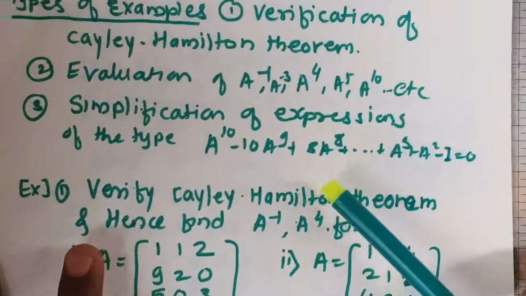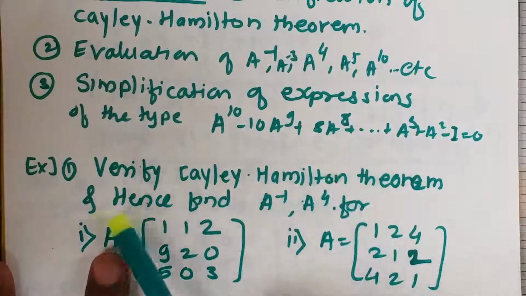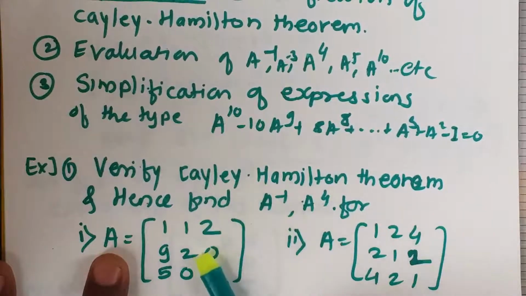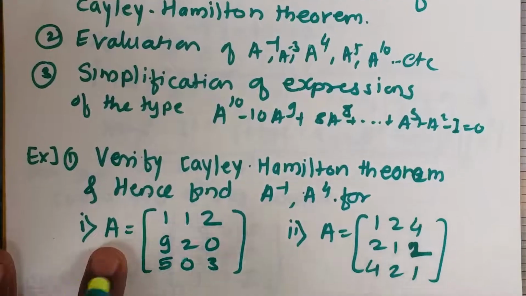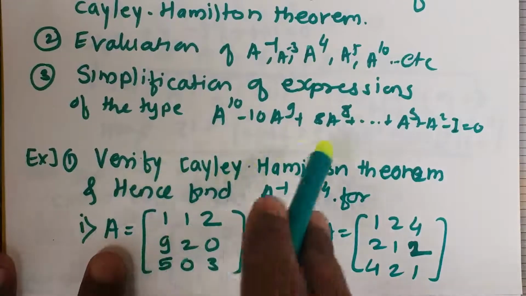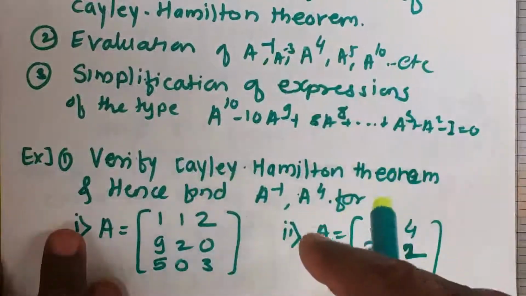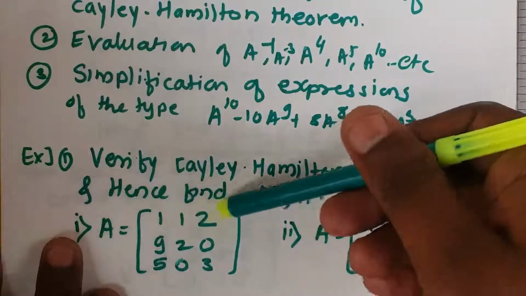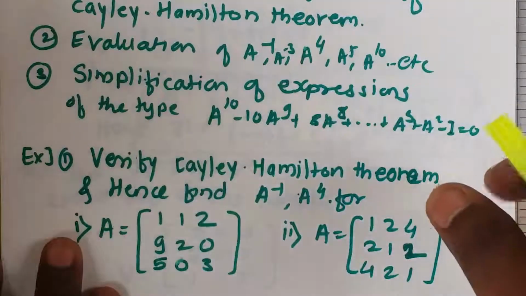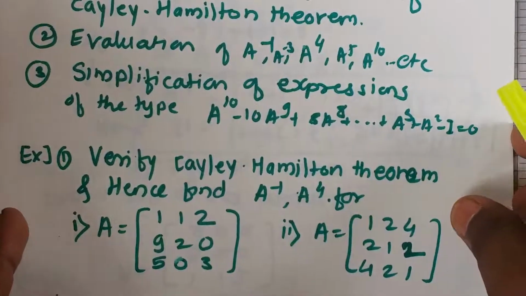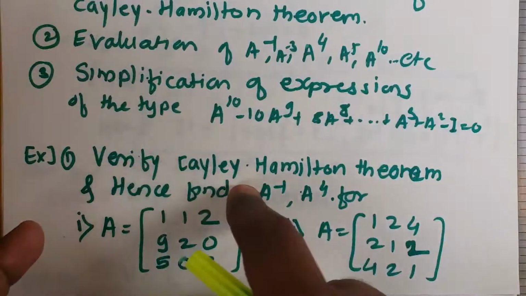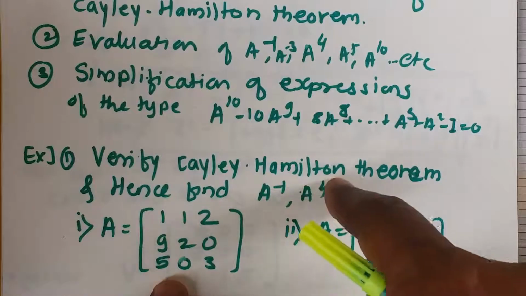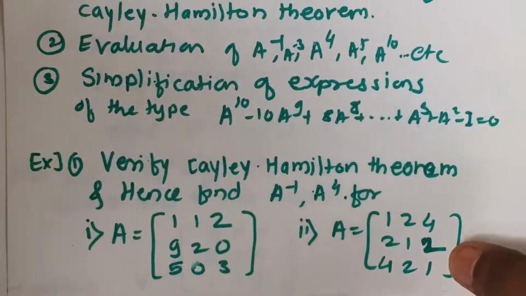First example: verify the Cayley-Hamilton theorem and hence find A inverse and A raised to 4 for these matrices. Out of the 2, one I will do and one you need to do on your own. Whenever you are asked to verify the Cayley-Hamilton theorem, it means you need to check whether the statement of the theorem is satisfied by this matrix or not, that is, whether the characteristic polynomial of this matrix is satisfied by the matrix. That is the meaning of verification of the Cayley-Hamilton theorem. And after verifying that, we need to calculate A inverse and A raised to 4. Now let us see how we are going to verify it.